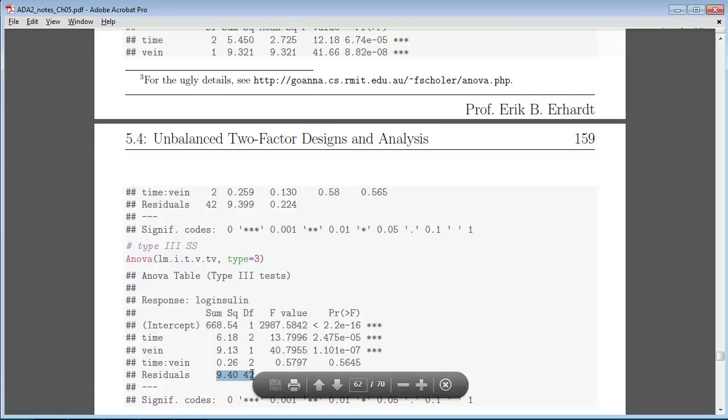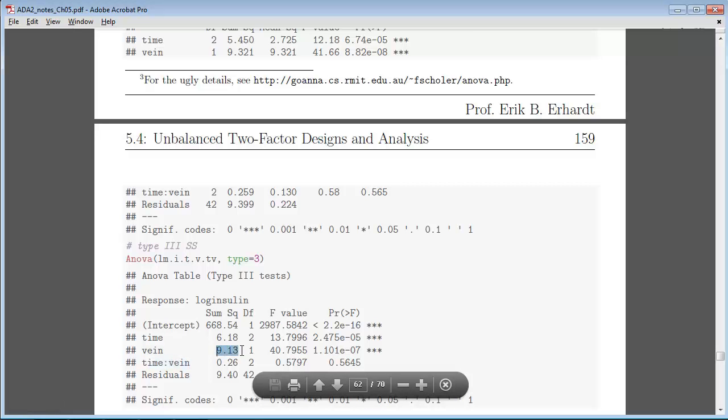So we have the residuals, which have 9.4 as the sums of squares. And that's the same as, here we go, 9.4 for the sums of squares of the residuals. Now, time by vein is what's added last. That's 0.26. Time by vein, 0.26. That's what's added last. Here's where things get different. Type 3 sums of squares down here is asking what's the sums of squares accounted for by vein after accounting for everything else in the model, which includes time and the time by vein interaction.